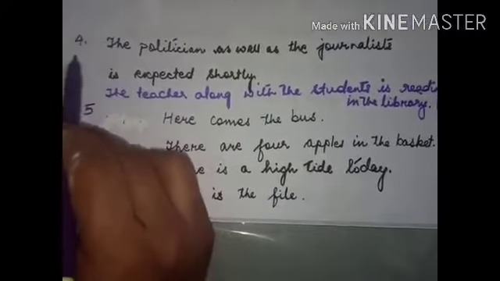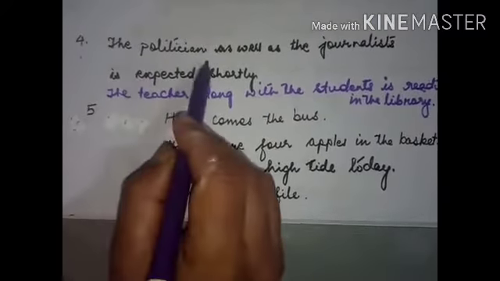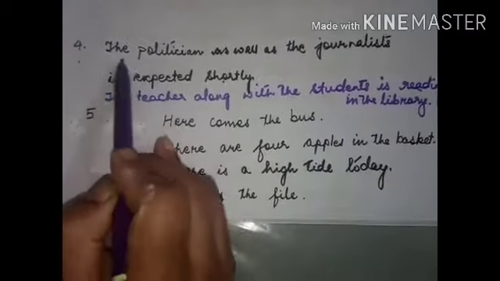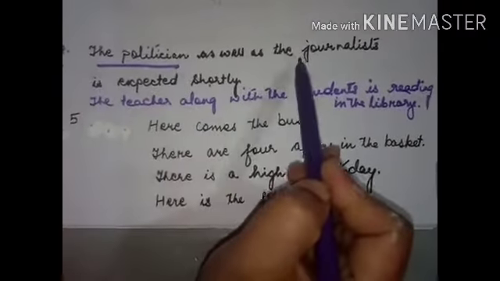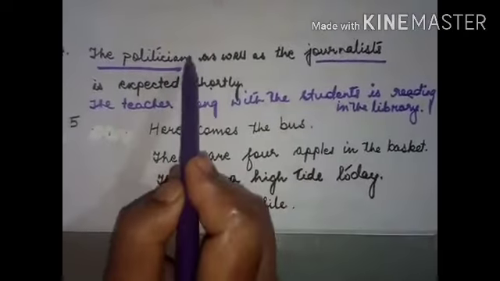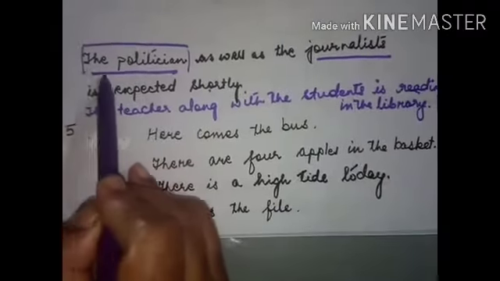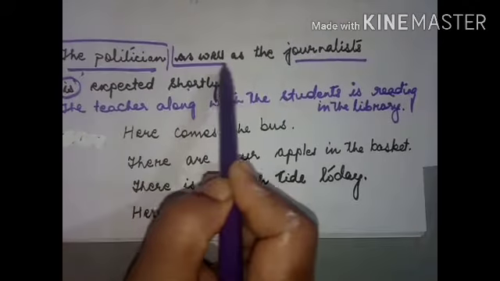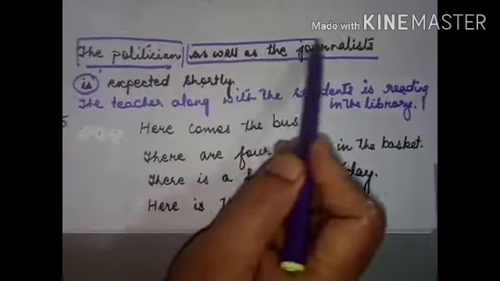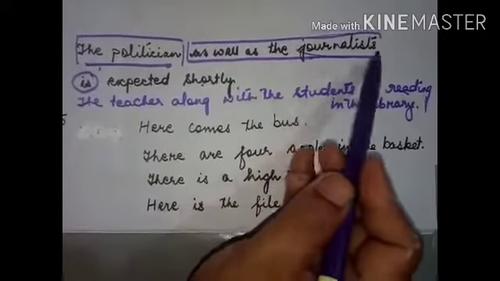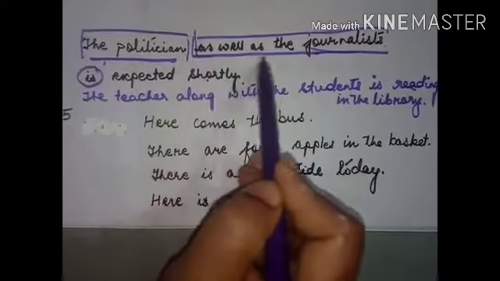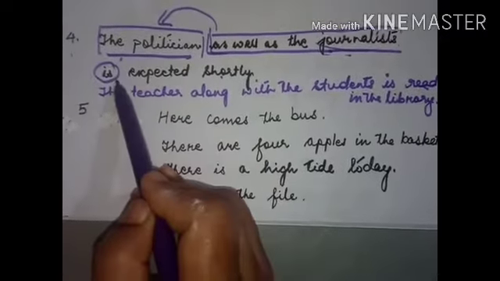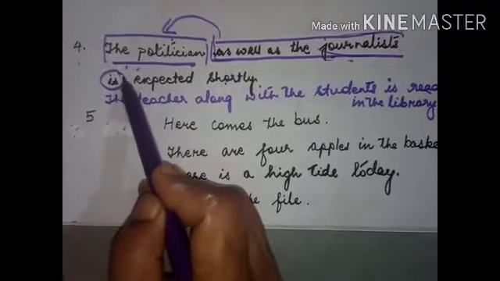Let's look at the fourth example. The politician as well as a journalist is expected shortly. Now our subject is the politician. It is singular. So the verb has to be singular. This particular phrase, as well as the journalist, though there is a plural subject here, is an additional phrase. So our concern is only about the subject and verb agreement. So we have to concentrate on the subject.